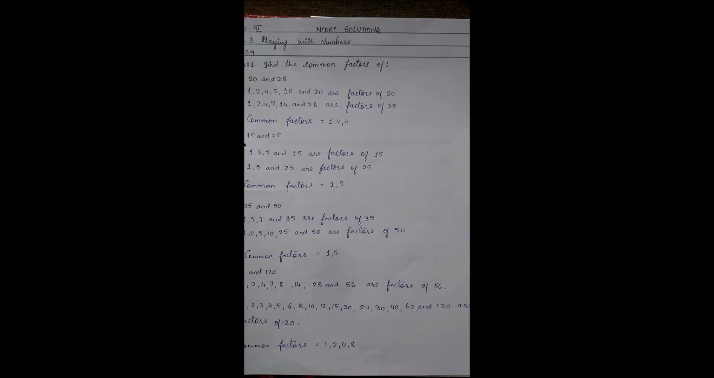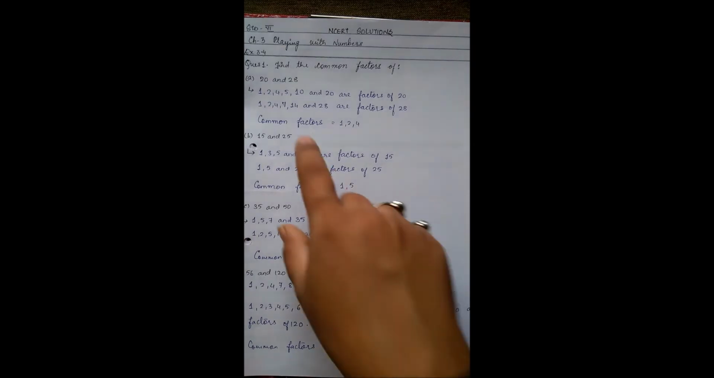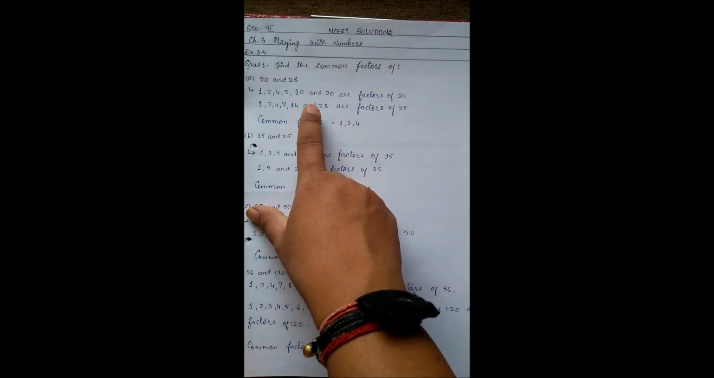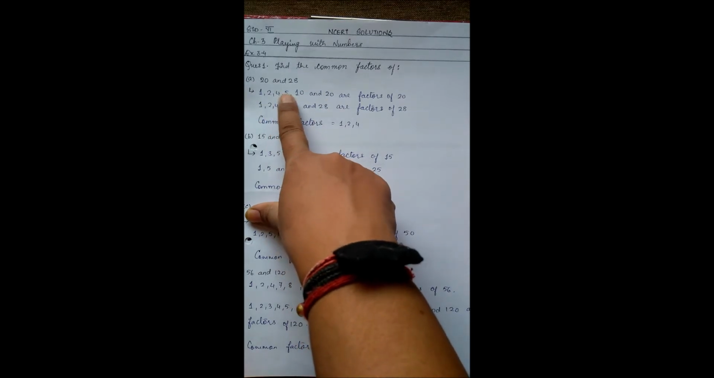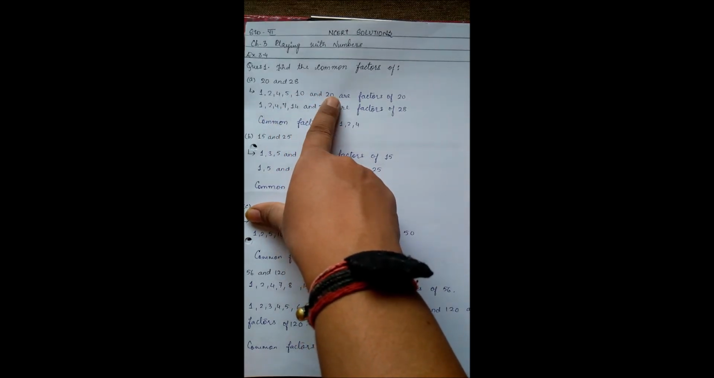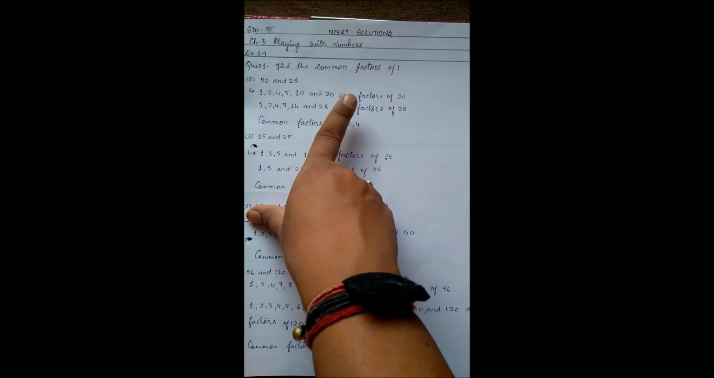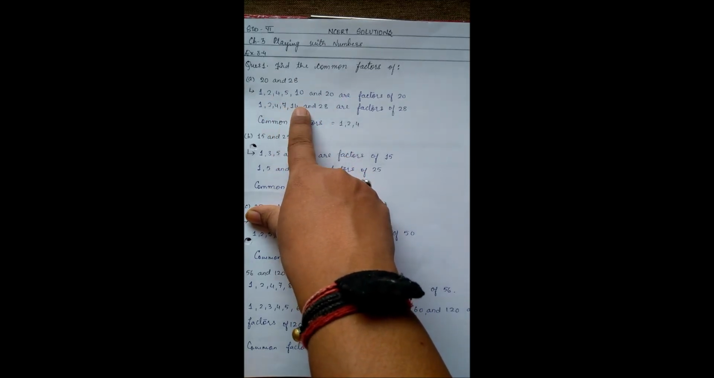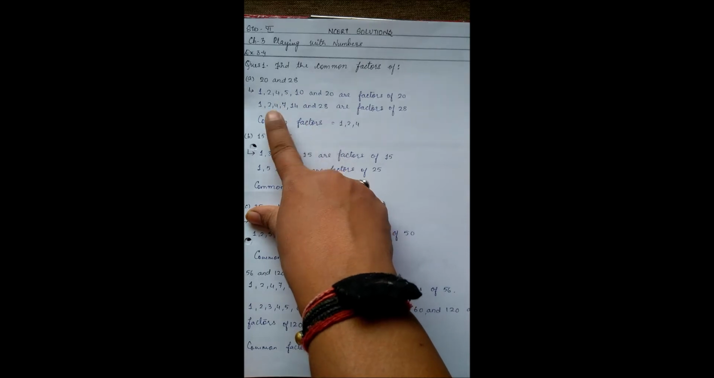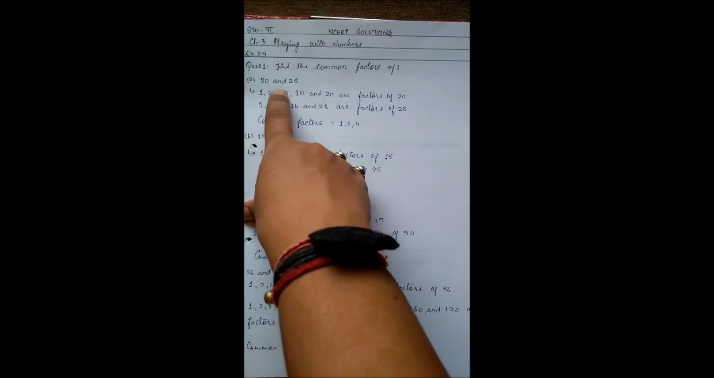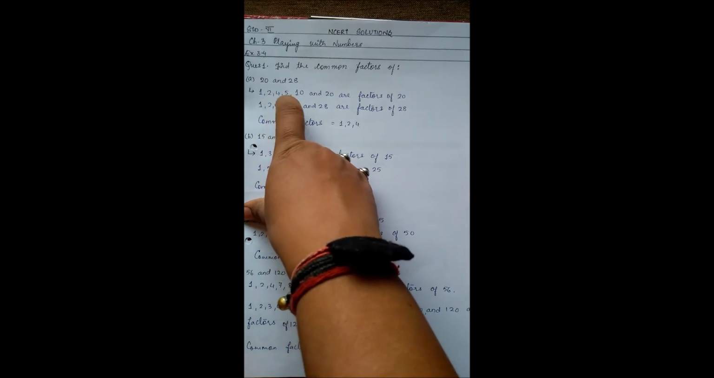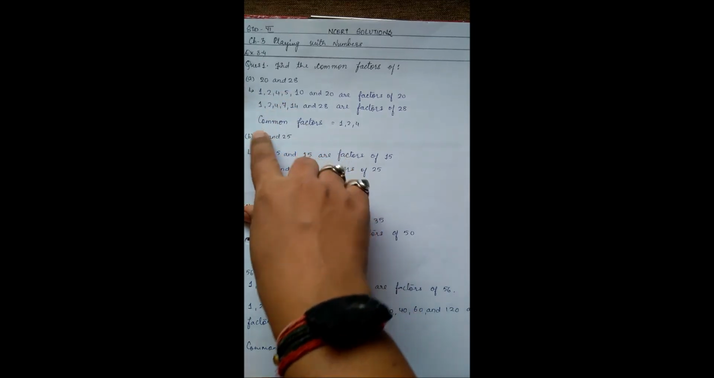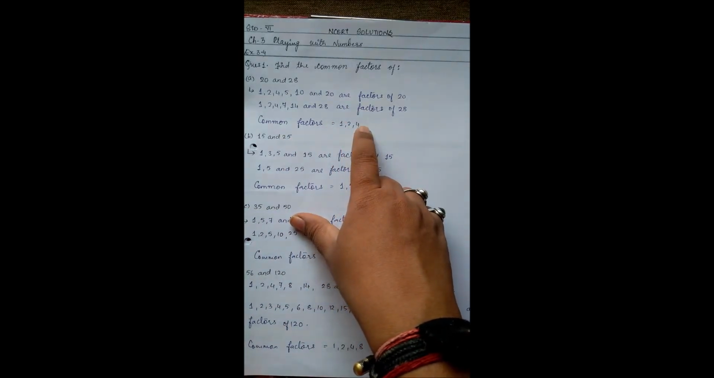The given number is 20 and 28. So the factors of 20 are 1, 2, 4, 5, 10 and 20. And the factors of 28 are 1, 2, 4, 7, 14 and 28. So we can see from here that is common factors. So 1 is common in both, 2 is common in both and 4 is common in both. So the common factors are 1, 2 and 4.